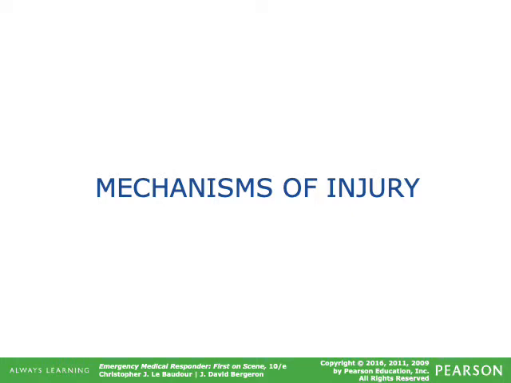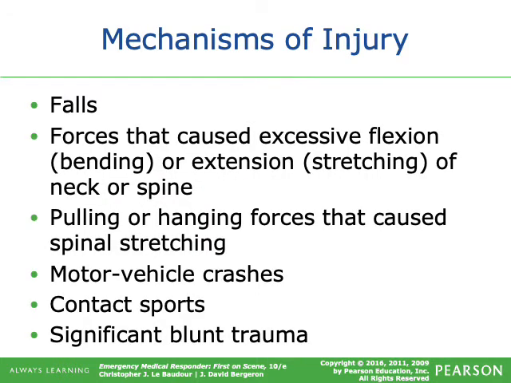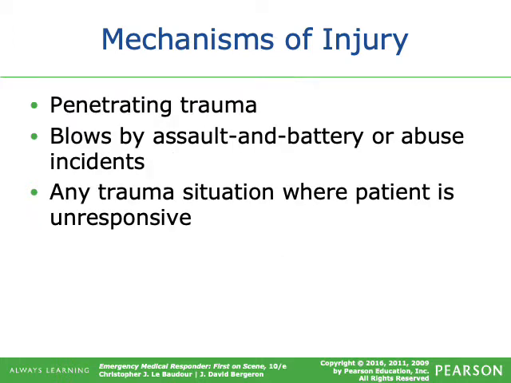All right, mechanisms of injury. Falls, forces that cause excessive flexion, bending, or extension of the neck or the spine. Pulling or hanging forces that cause spinal stretching. Motor vehicle crashes. Contact sports. Significant blunt trauma. Penetrating trauma. Blows by assault and battery or abuse incidents. Any trauma situation where the patient is unresponsive.